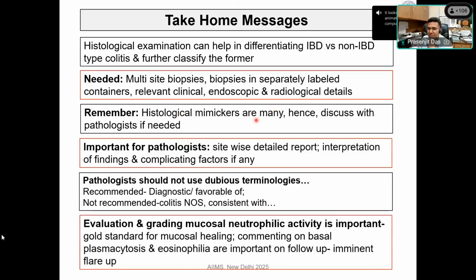Histological mimickers, please keep in mind. And always you have to look for basal plasmacytosis and eosinophilia together, not only eosinophilia. And then you have to favor IBD-associated or non-IBD-associated.